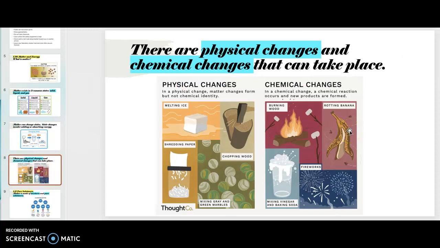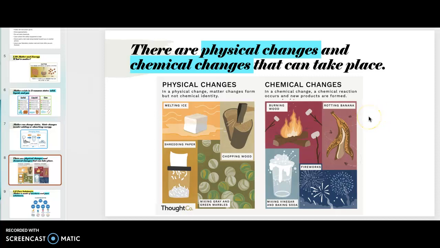Now, with matter, there are different ways it can change, and the 2 main ways are physical changes and chemical changes. Here are some common examples of physical changes. Melting ice, chopping wood, shredding paper. It does not change the identity of the object. So even if the ice melts into water, it's still water.